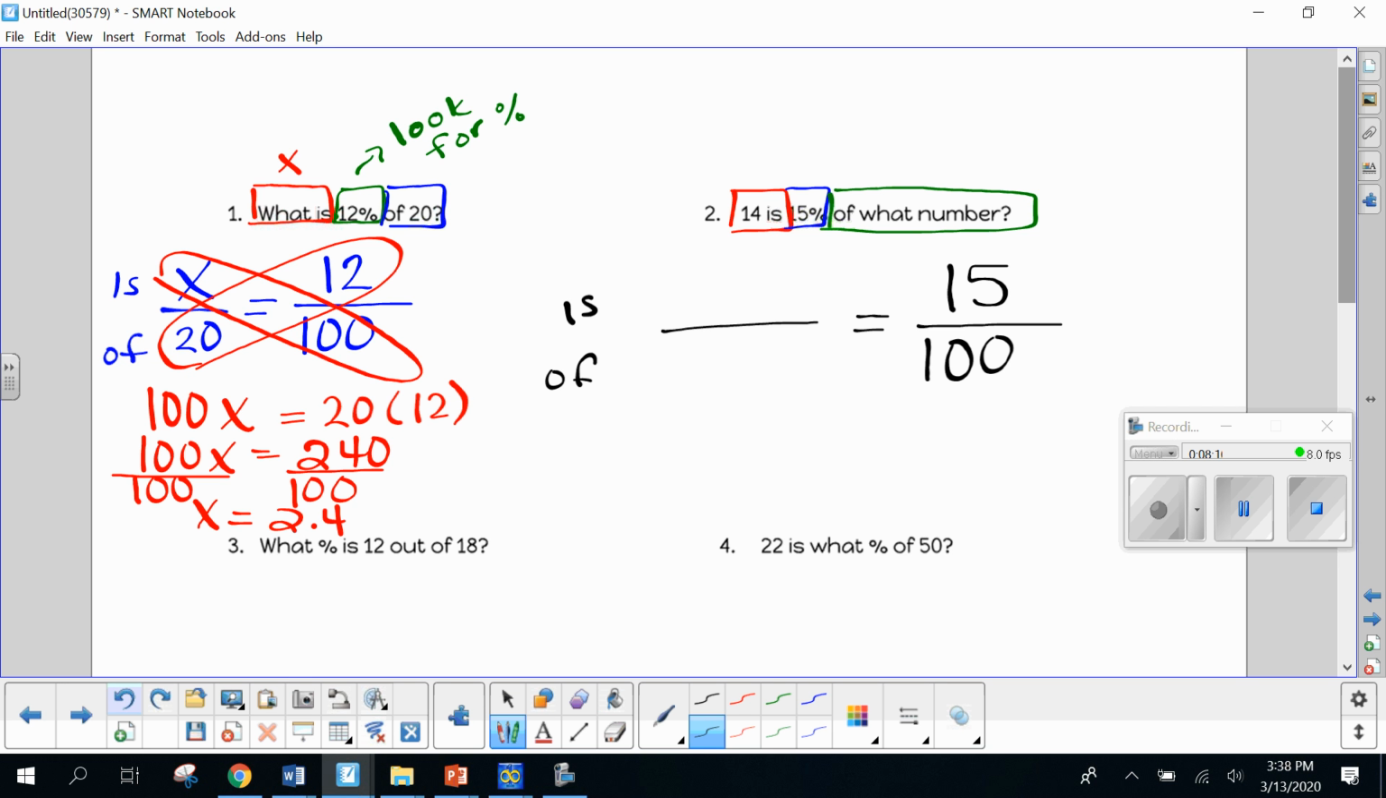So we have 14 is, so we're going to associate 14 with is, and I'm going to put 14 on top. And my x, of what number? So this piece is going to be my x, and that's what I'm going to put down in the bottom. You're going to cross multiply again.